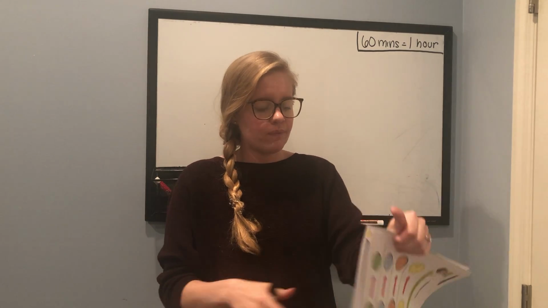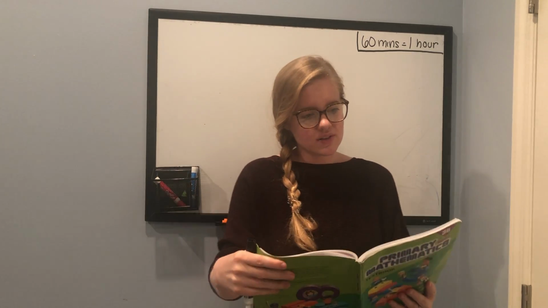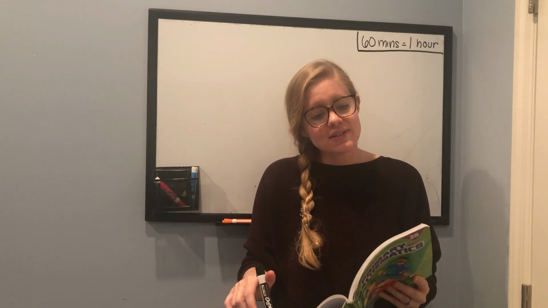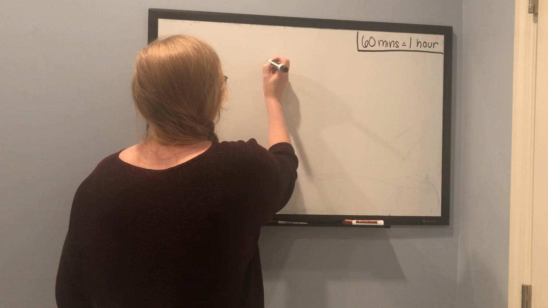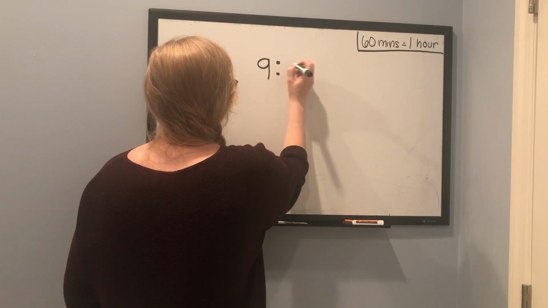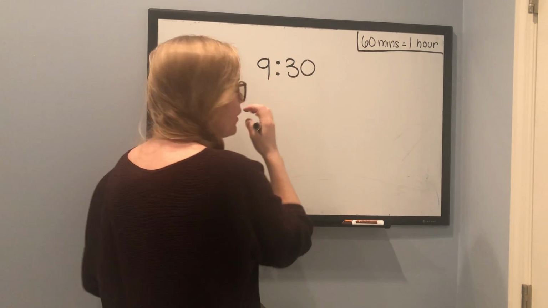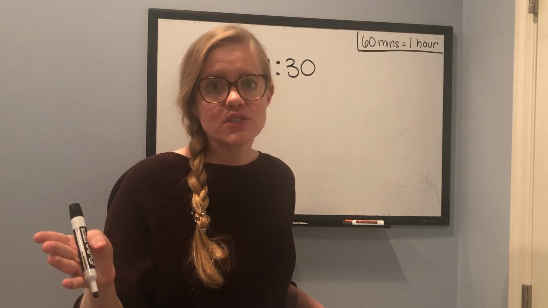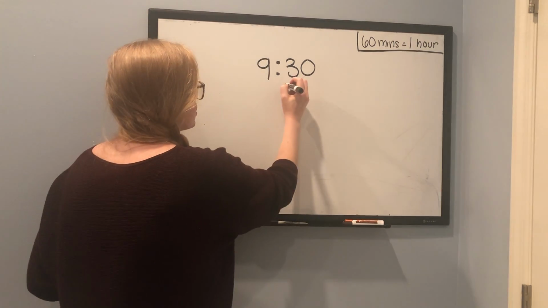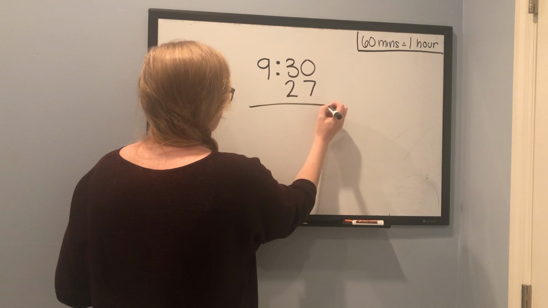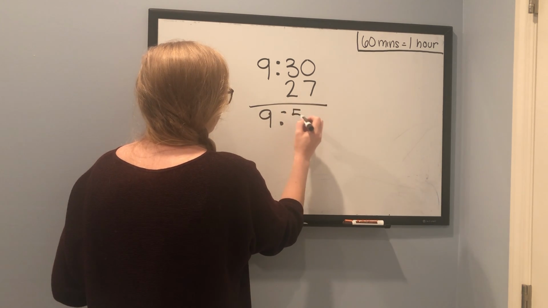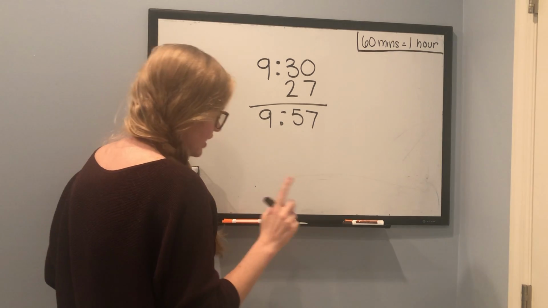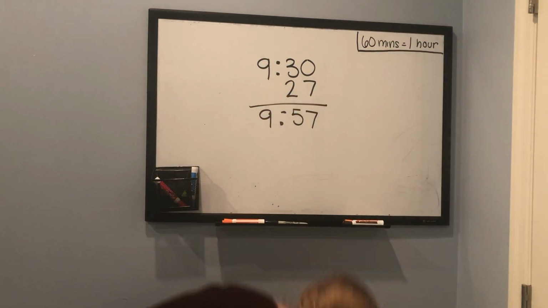So, for example, this first problem here says, what time is 26 minutes after 9:30 a.m.? So 9:30 a.m. A lot of you are thinking, silly Mrs. Halverson, of course you can just add 27 minutes and then you get 9:57. And that answer is correct.